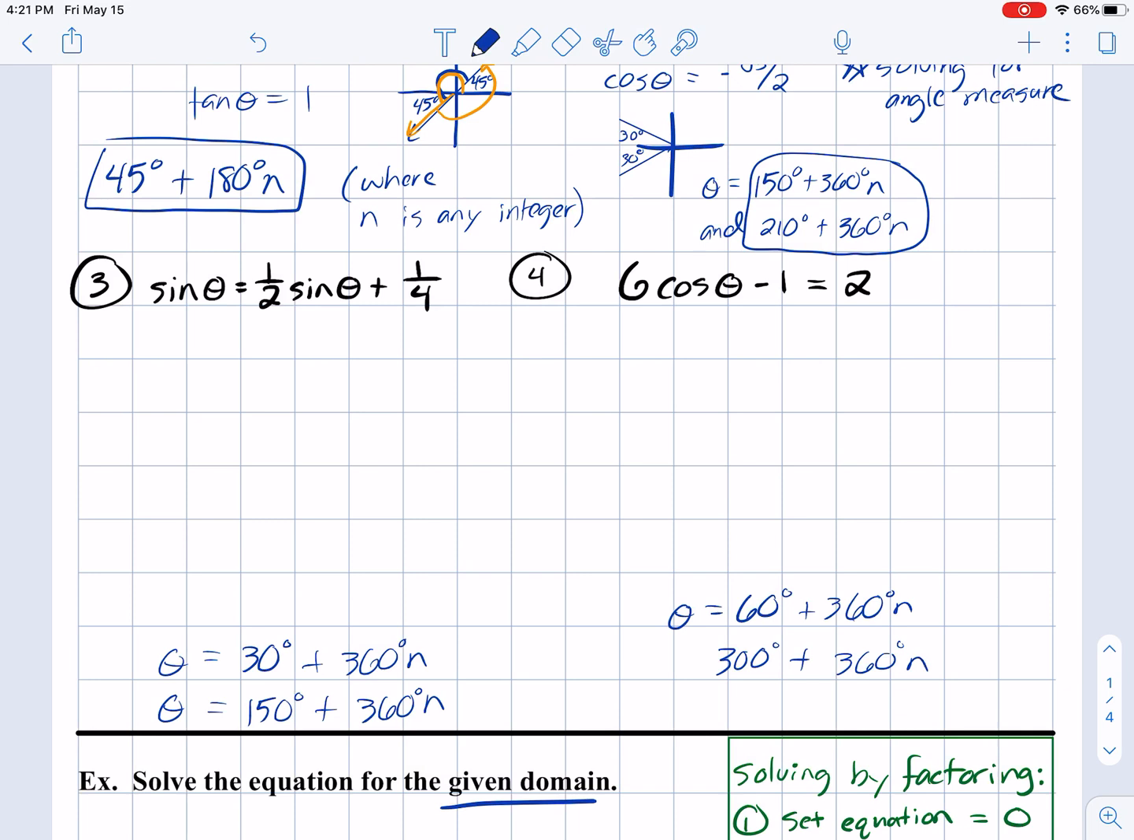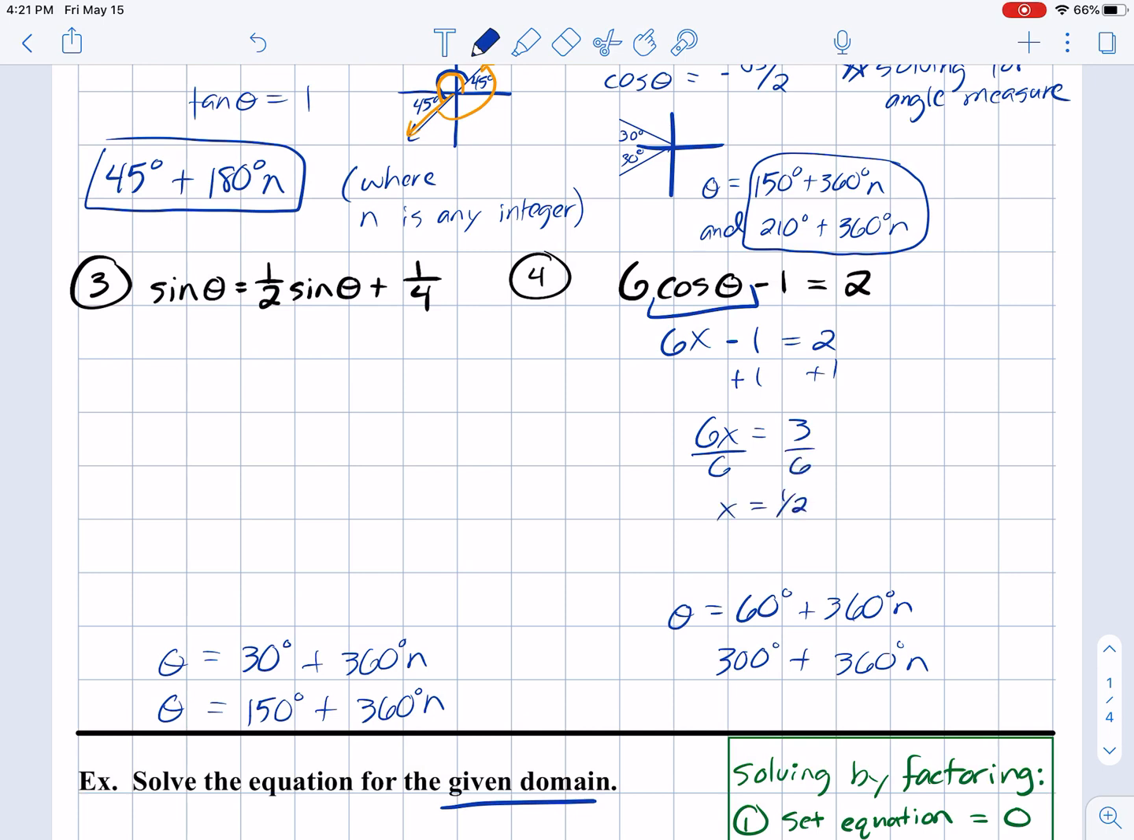I want to show you one other way you could solve these. You could just replace this cosine of theta with x. 6x minus 1 equals 2. Solve the equation until you have x by itself. 6x equals 3. Divide by 6. X equals 1/2.